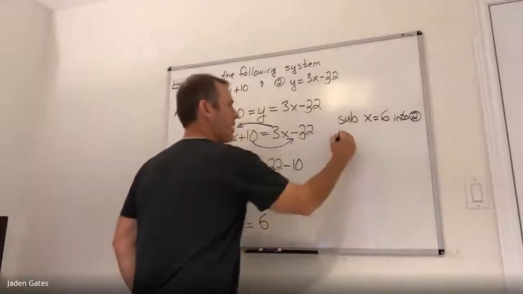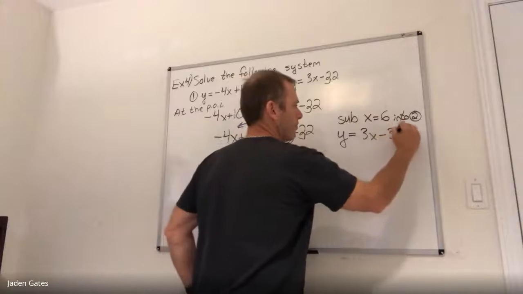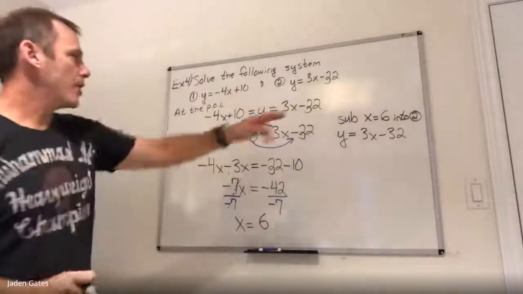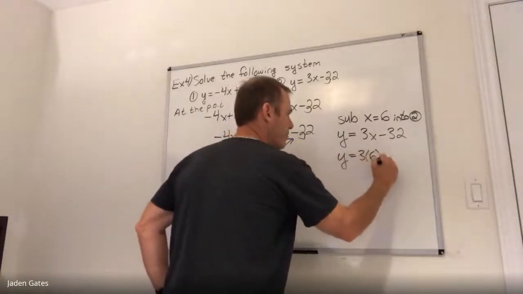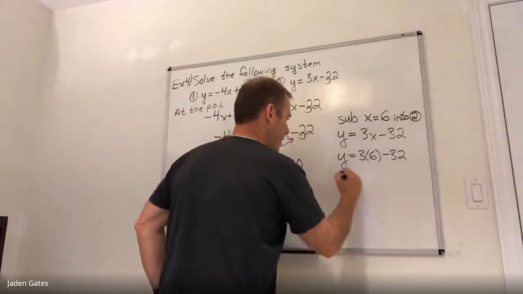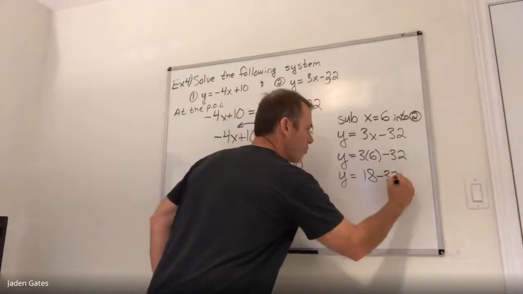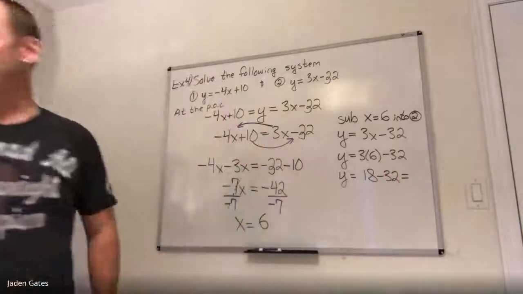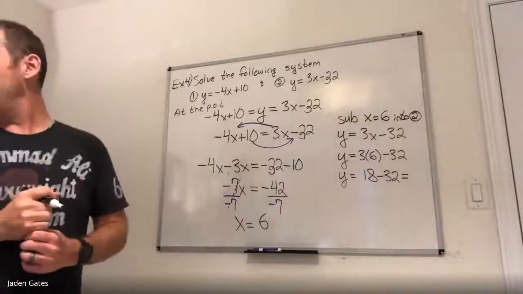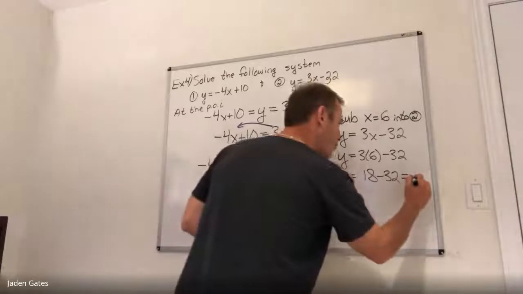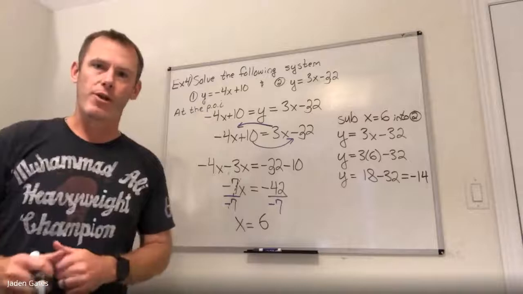So I have y equals 3x minus 32. I know my x value is 6, so I'm going to substitute that in. I got 3 times 6 minus 32. So 3 times 6 is 18 minus 32. I got to use my calculator here. What do we got? 18 minus 32. I believe that is minus 14. And so now I just found the y coordinate of my point of intersection.